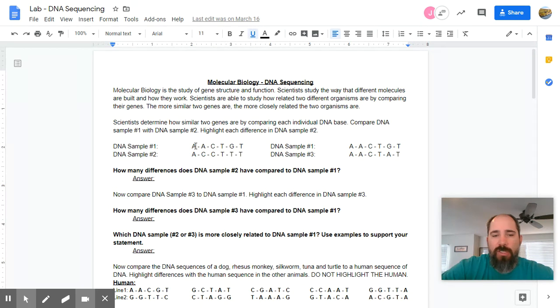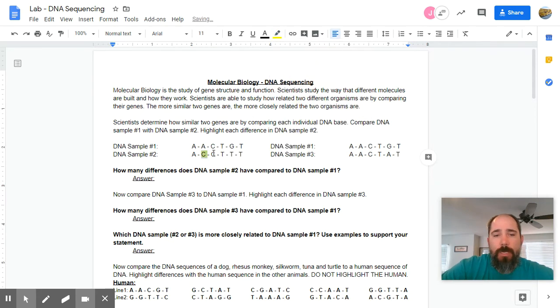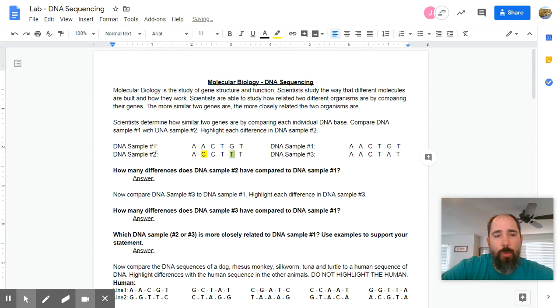You compare the first letter in sample 1, A, to the first letter in sample 2, A. They're the same, so we don't need to do anything. Now we'll compare the second base, A, C. C is different than this sample number 1, so we're going to highlight it. You go on through and continue to do the same thing until you've found all of the differences between line number 1 and line number 2.